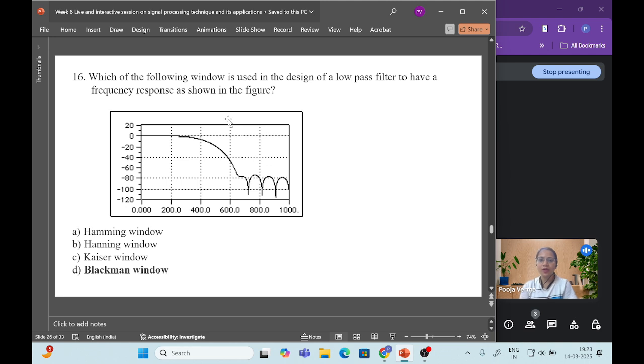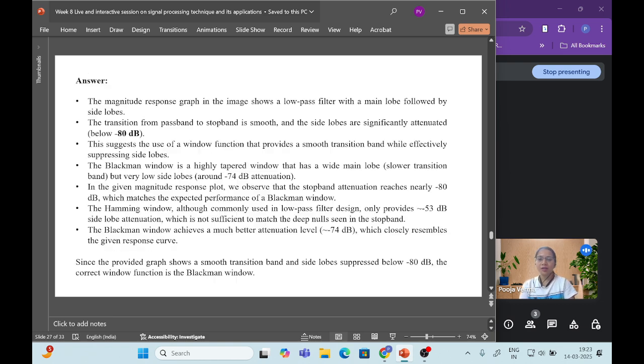Which of the following windows is used in the design of the low pass filter to have the frequency response as shown in this figure? So which window function is it representing? Whether Hamming window, Hanning window, Kaiser window or Blackman window? Okay, so the answer is already given. It is representing a Blackman window. The detailed analysis is given in the next slide.